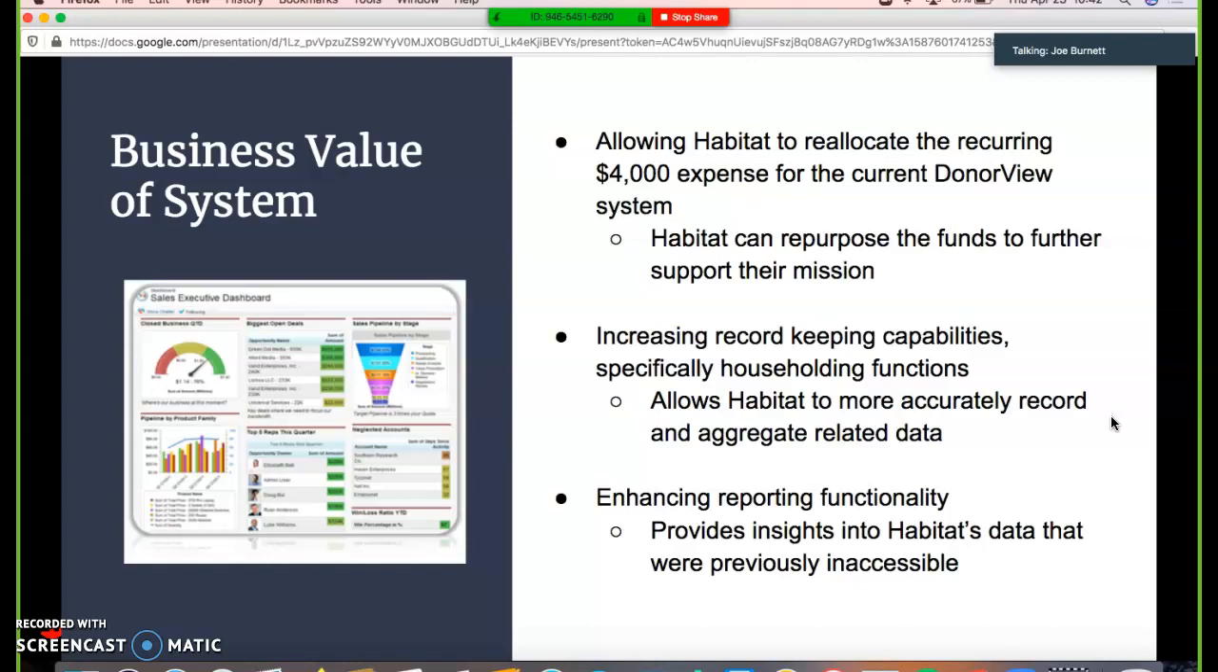This new system doesn't only help them cut costs. This Salesforce implementation will help increase their record-keeping capability and more accurately record and aggregate data. Salesforce will provide value by enhancing report functionality. This will give the Habitat team analytics and insights that were previously inaccessible.